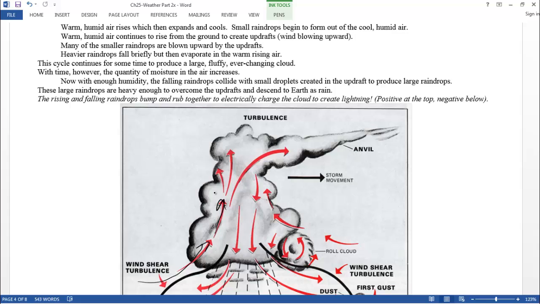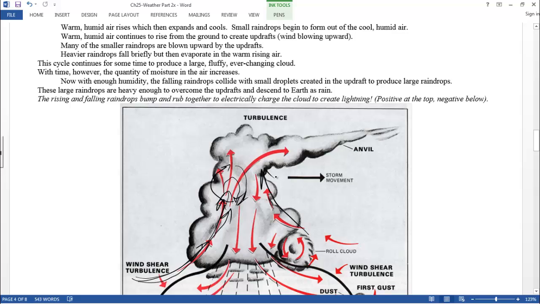Now these droplets then are heavier and they start falling downward. But more moist, warm air continues to flow upward, and it kind of pushes these little tiny raindrops back up to the top of the cloud. Also, as these little droplets fall down, they hit this warm air and they evaporate again. And so we get this cycle of more moist, warm air being drawn upward.